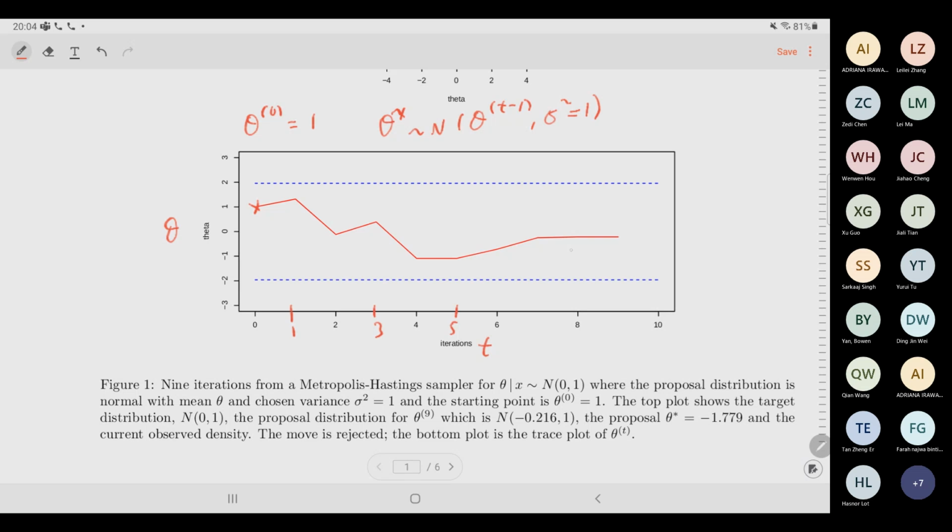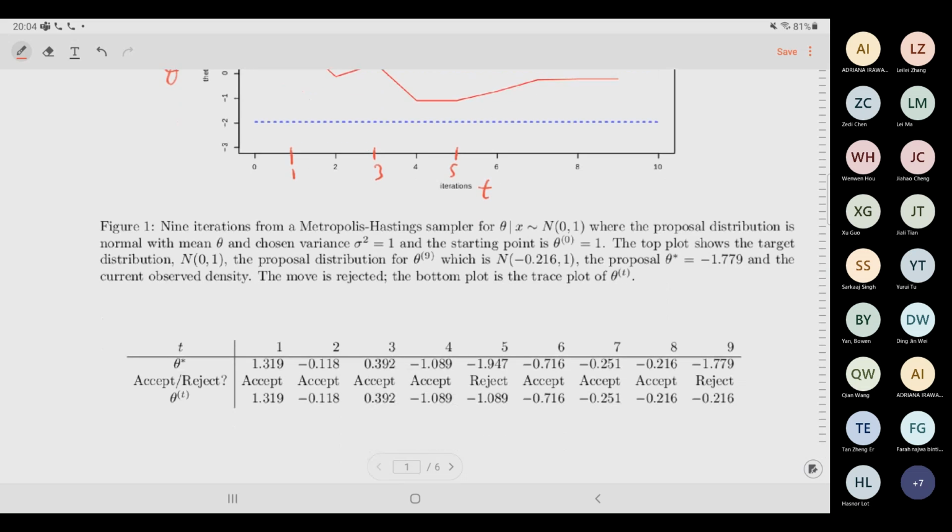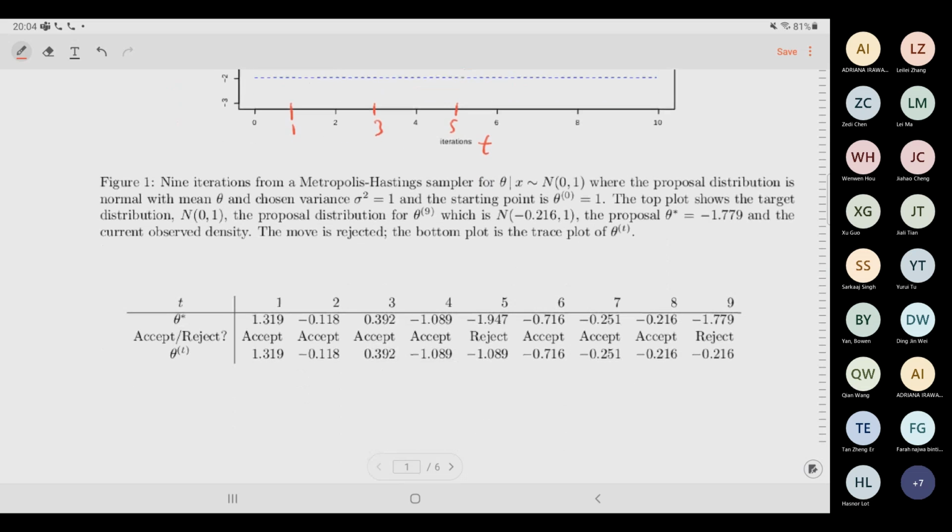Okay, and if you look at the table, you can see that you start with theta 0, or sorry, theta 0 here equals 1. Then this is your t, so this is your theta 1, theta 2, and so on. You can see that they accept, and then they reject at t5, and then you have accept, and then reject at t9.